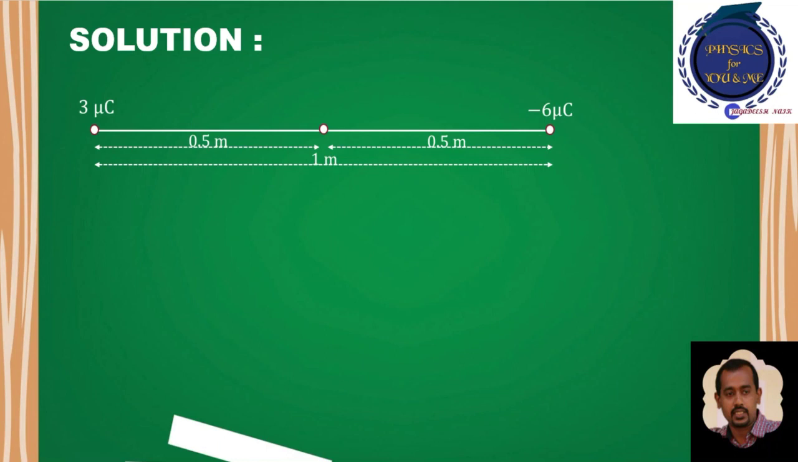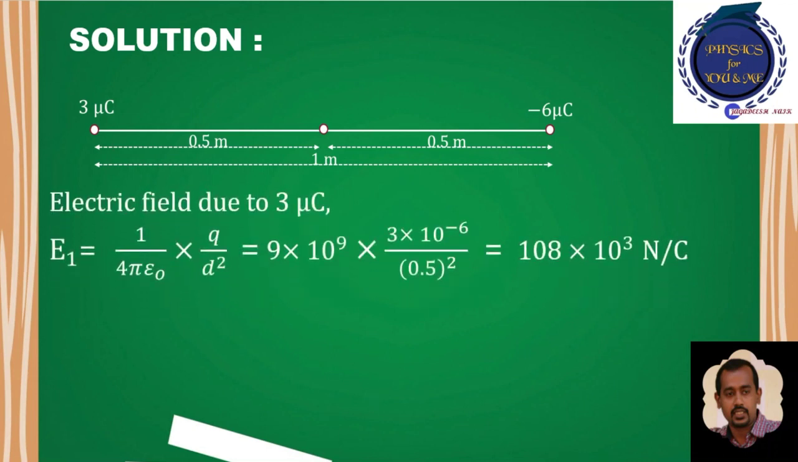Consider the diagram. The two charges which are of opposite kind are separated by a distance of 1 meter. The electric field due to 3 microcoulomb at its midpoint, which is at a distance of half meter, is given by the expression E1 is equal to 1 by 4 pi epsilon naught into Q by d square. By substituting the values, we will get E1 is equal to 108 into 10 raised to 3 Newton per coulomb.